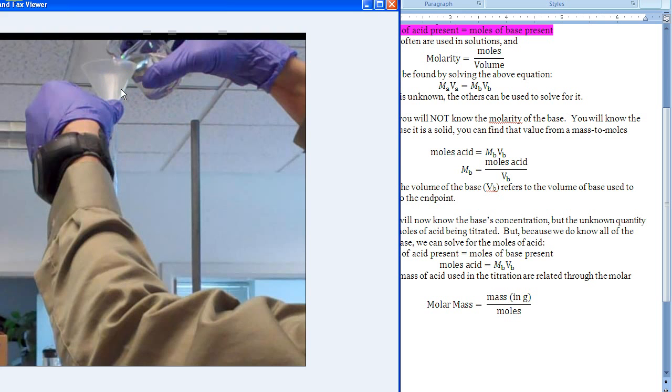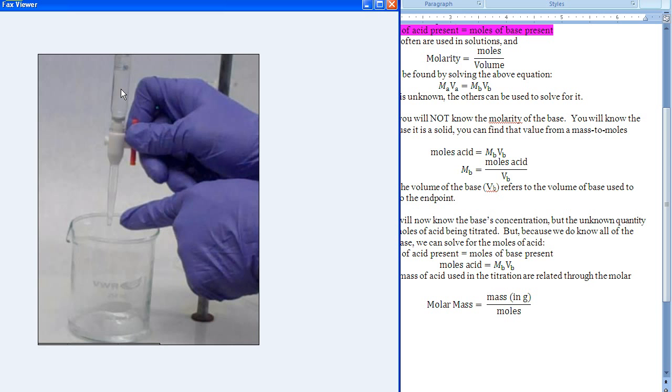I tend to fill, or recommend that you fill up above the 0 line in your burette, and then you have to run some of your solution down through the tip of the burette. Before you begin any titration, your tip should be filled with your solution. Prior to all of this, of course, we've rinsed out our burette. Remember that that's an important step as well.